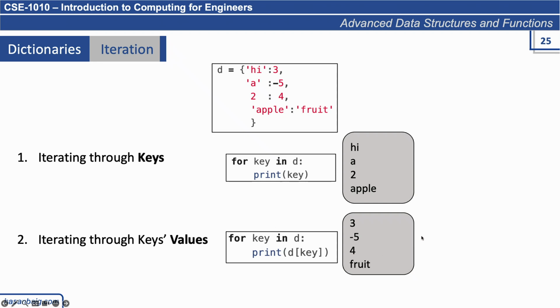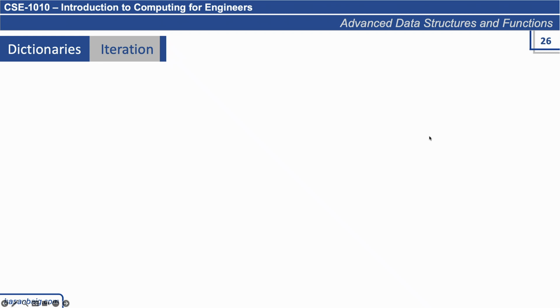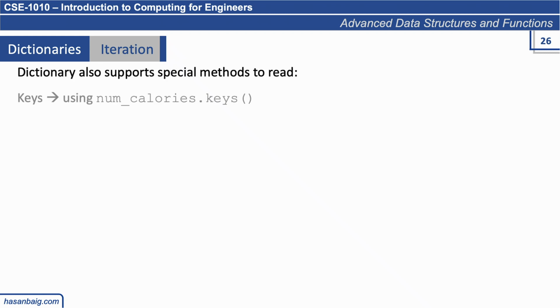There it is. Okay, so the next thing is we can actually access key and value both at the same time. First of all, dictionary supports special methods to read. In order to read keys, we have a special method called dot keys.